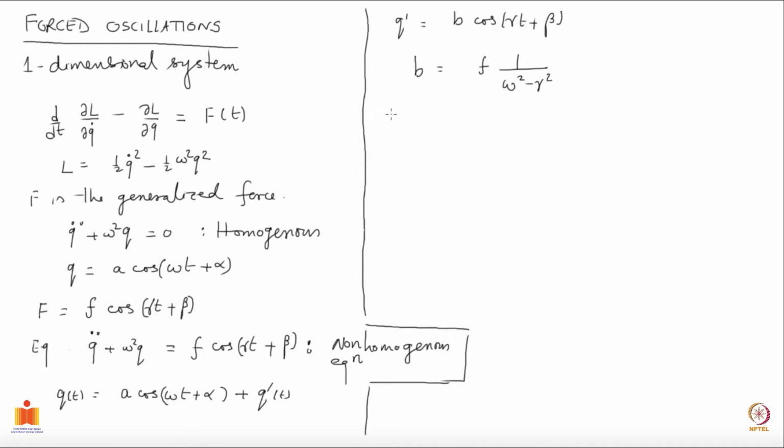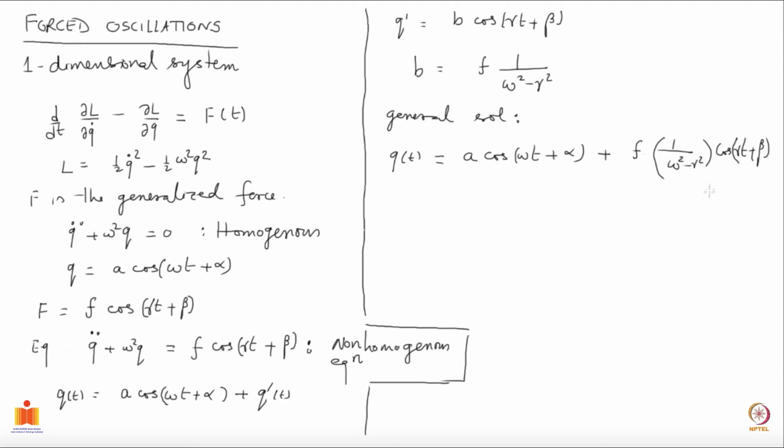Okay, so the most general solution I have is the following. I should add to the particular solution the solution corresponding to the homogeneous part. This is what it is, plus the particular solution. So b is this, and then you have cos(gamma t plus beta), where omega is not equal to gamma, because at omega equal to gamma, this solution blows up.